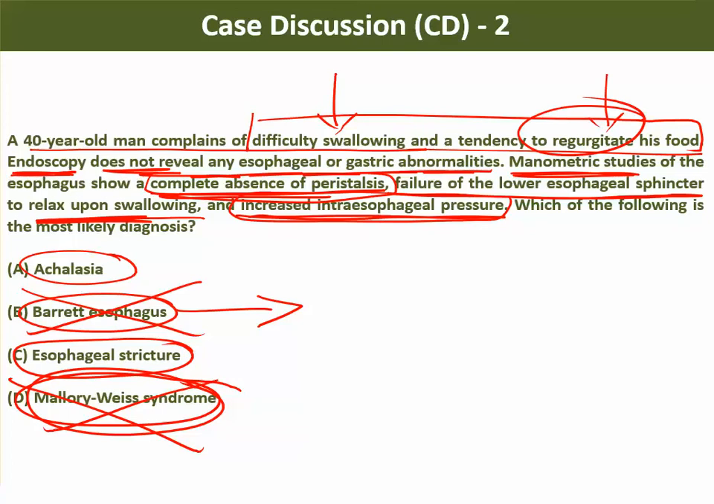Okay. Now only two kinds of obstruction come here, and the other two are non-obstructive diseases. Barrett's esophagus and Mallory-Weiss syndrome are non-obstructive diseases. Actually, Mallory-Weiss syndrome was kept as a confusion to confuse you, because you all know that in Mallory-Weiss syndrome, the sphincter becomes very tight during reverse peristalsis. You understand? Not during peristalsis.